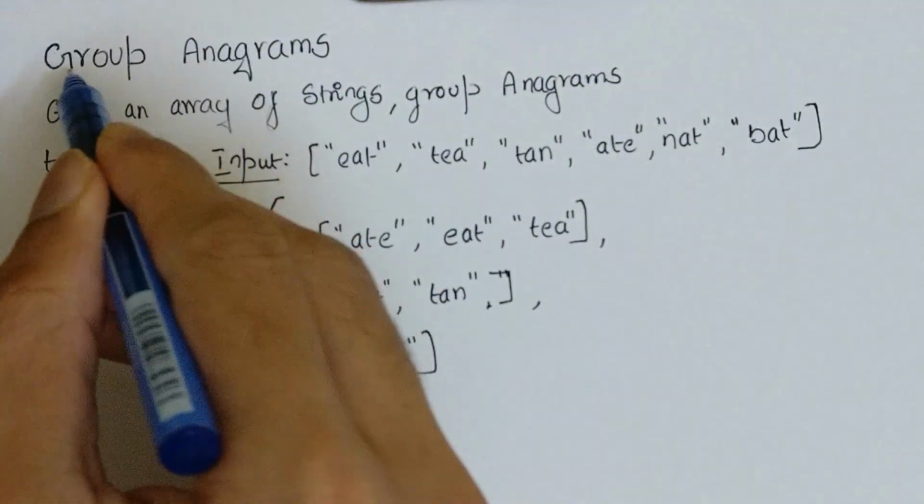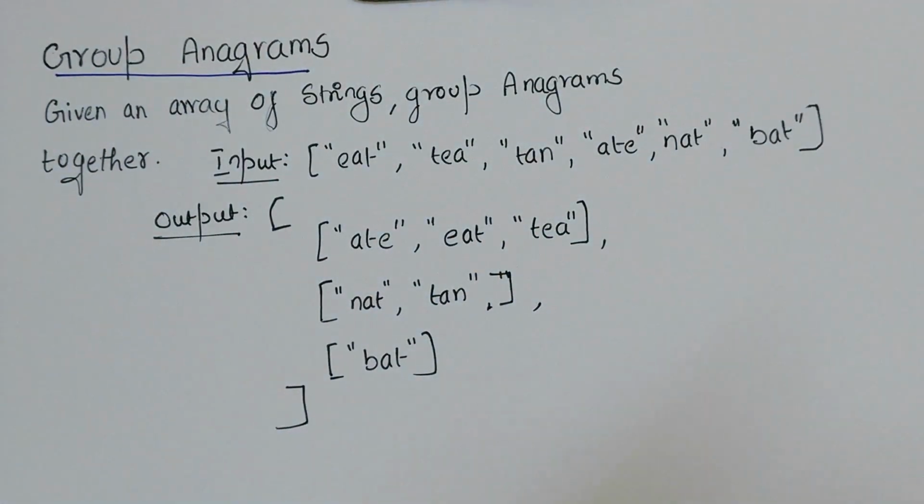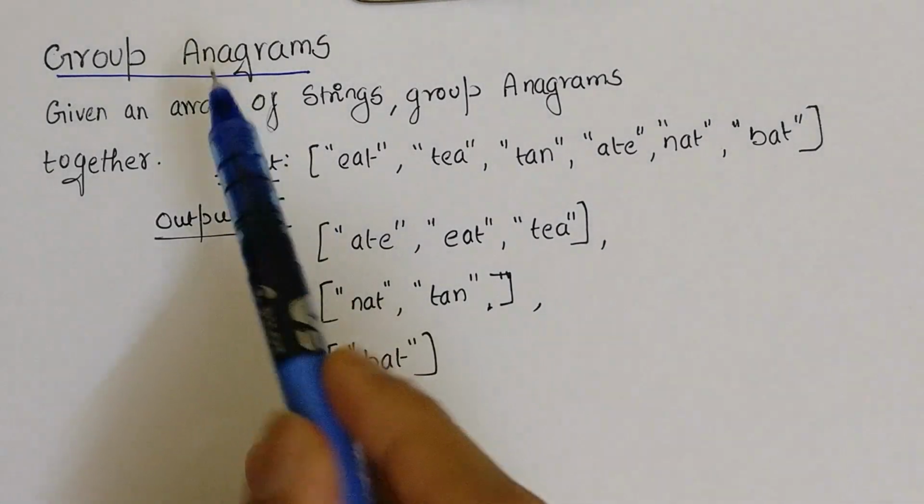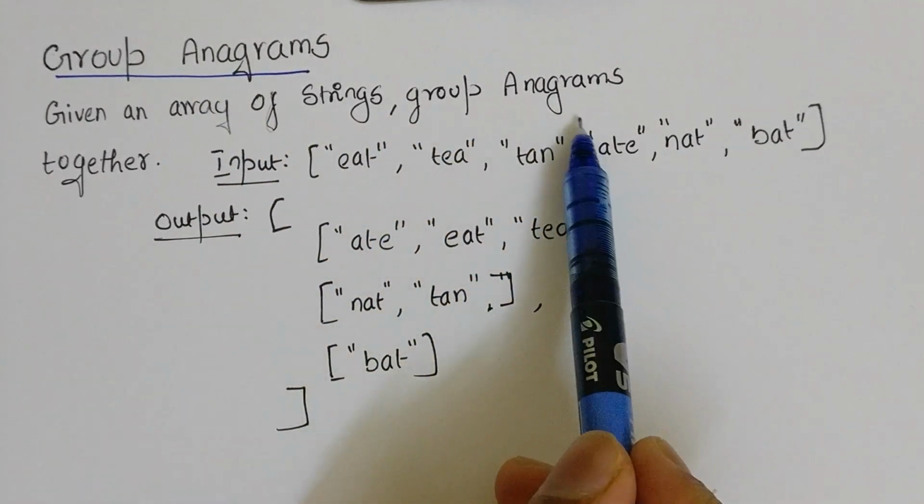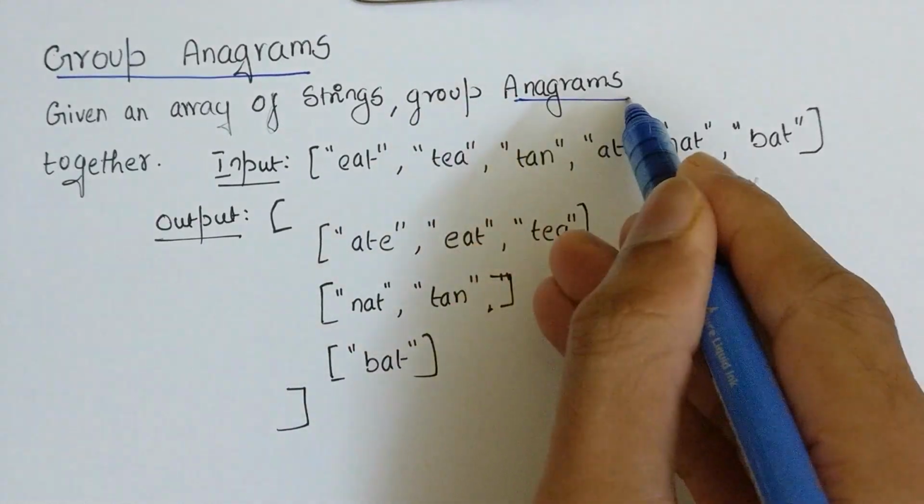The problem that we'll be discussing now is on grouping the anagrams. The question is: given an array of strings, group anagrams. So first things first, we should know what an anagram is.